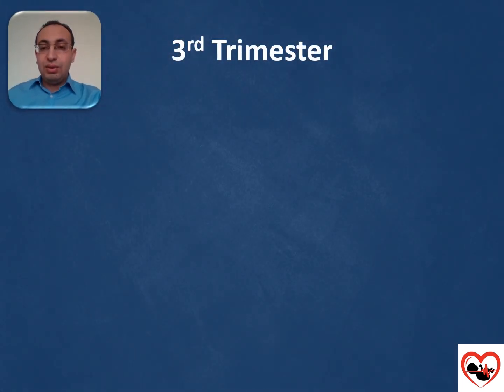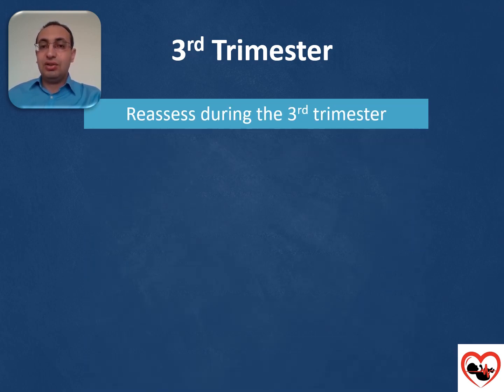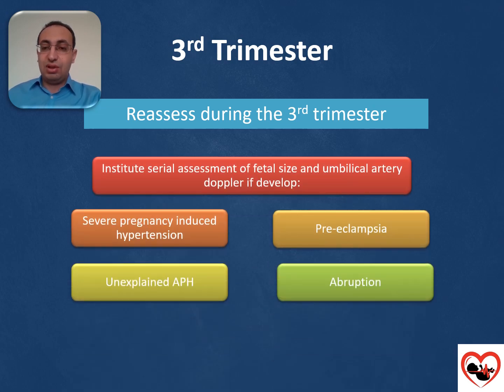So after the 20 weeks assessment and you decided on your plan of management, you're going to reassess your patient again in the third trimester, as we discussed in the algorithm. However, also if you find certain risk factors in the second or the third trimester, you have to be vigilant and start serial assessment of fetal size and umbilical artery Doppler. So specific risk factors include severe pregnancy-induced hypertension, preeclampsia, unexplained antepartum hemorrhage, and abruption.